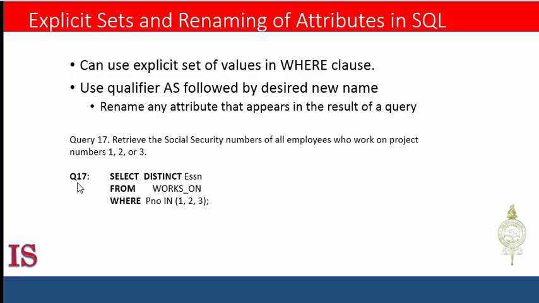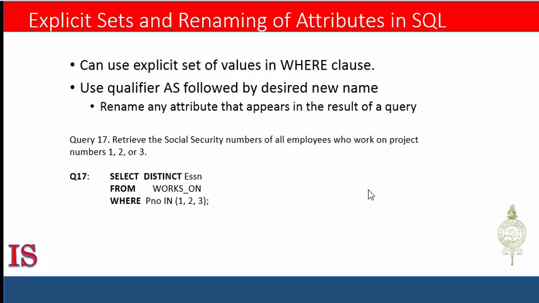Here you see query 17. Select distinct ESSN from works_on where Pno in, and there you see the parentheses with the literal values of the set. Note that the literal values that we see here are not enclosed in quotes, which tells you that the data type for these is some form of numeric data type, because had they been a string, they would have been enclosed in single quotes.